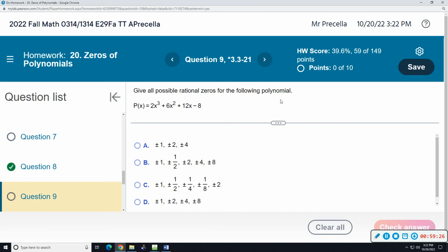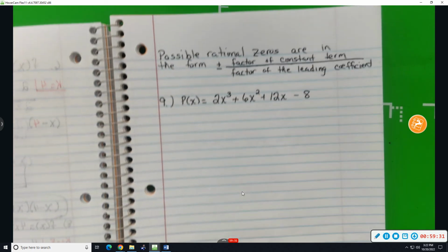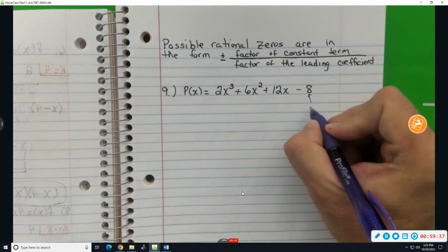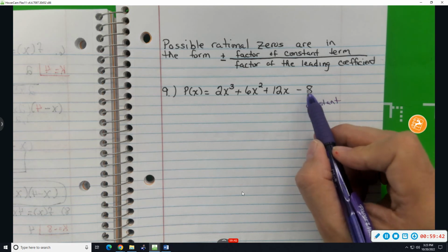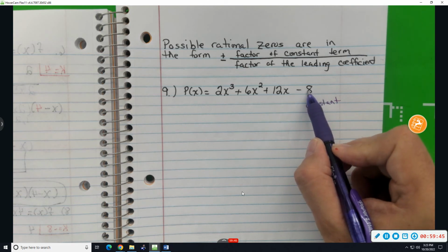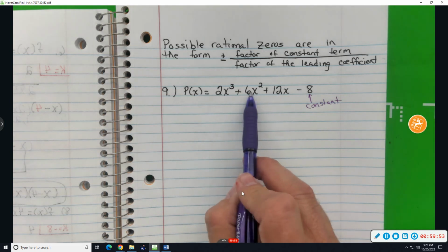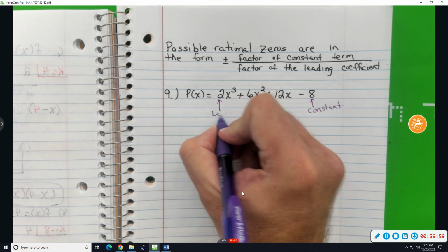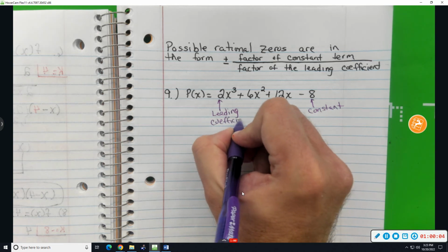The constant term in a polynomial is always the number that doesn't have a variable attached. That's the constant term. Negative 8. I'm going to work only with the 8. Coefficients are the numbers attached to variables. The leading coefficient is that first one.